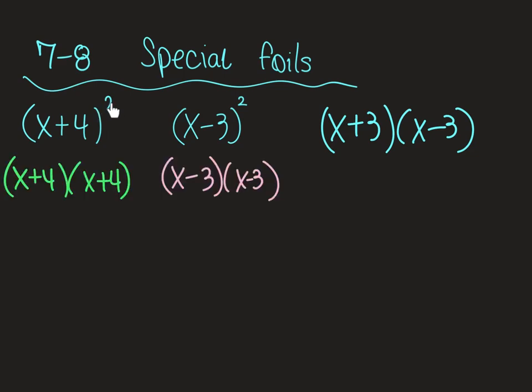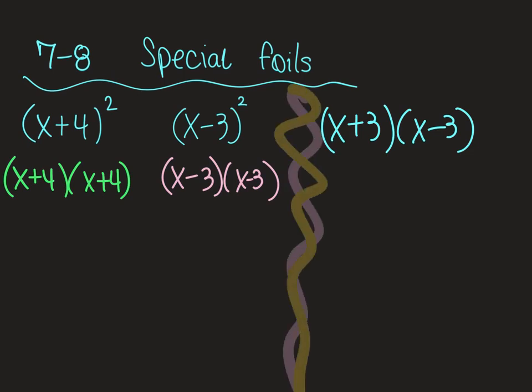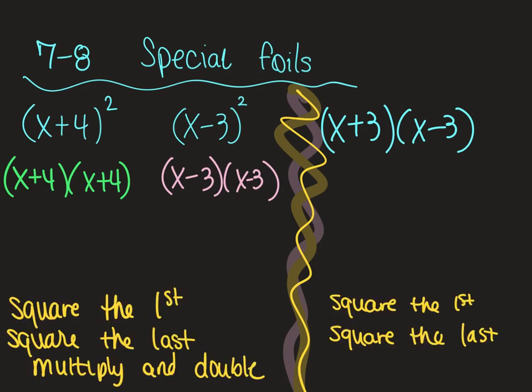Remember that when we have a squared, it means that you have two of them. When you have a square, you have two of them and they match. That's why this one is separate, because they don't match exactly. One's a plus, one's a minus. These two, let me draw a little squiggle, have the same special pattern. This guy is all by himself. He has a different pattern. So here's what I like to say. Square the first, square the last, multiply, and double.